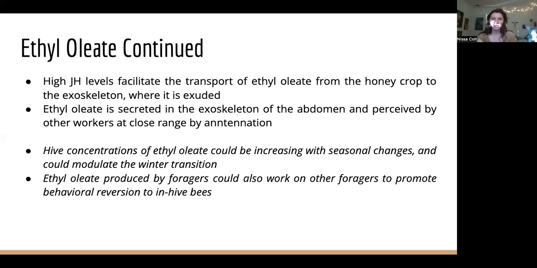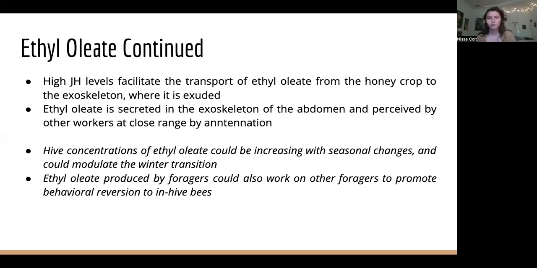The other question that I had was whether that effect could also cause forager bees to revert back to the nurse bee or winter bee state, like was seen when they had the necessity of doing so to feed brood when they removed all the nurse bees.